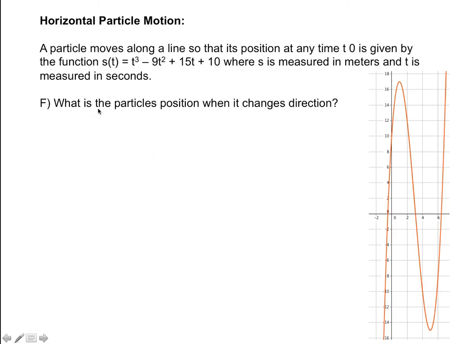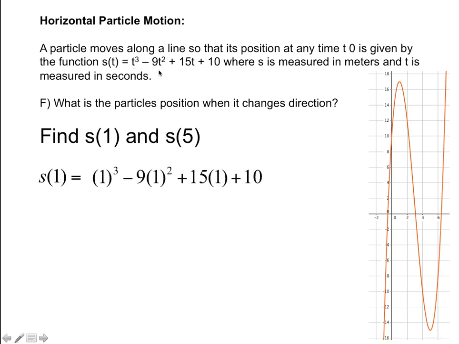So part F then is, what is the particle's position when it changes direction? So again, we could almost pick this right off the graph. Its position here looks to be about 17, and the position here looks to be about minus 15. But really what it's saying algebraically is find the position at time equals 1 and find the position at time equals 5. So plugging in those two time values back into our position function, we get a position of 17. We can confirm that on the graph. And then plugging 5 in here.